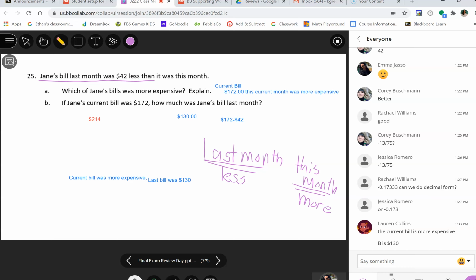So if her current bill, that's this month, right? If her current bill this month is 172, then your answer to B better be less than 172. Yeah, so this one would not be right because that's more than 172. We want it to be less than 172. And so we know how much less? Yeah, right there, perfect. 172 minus 42, that's going to give you that 130 there.